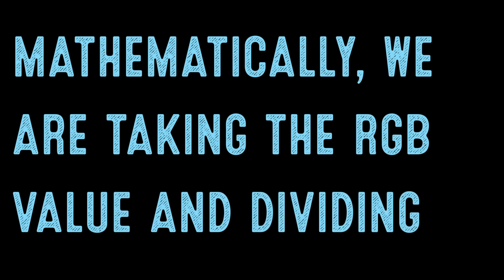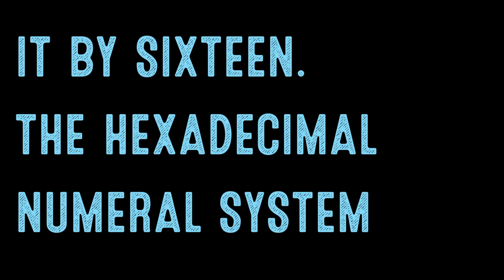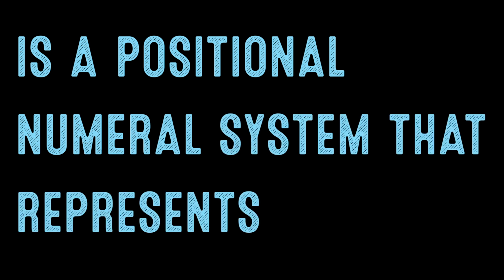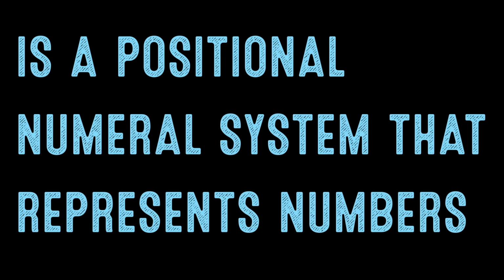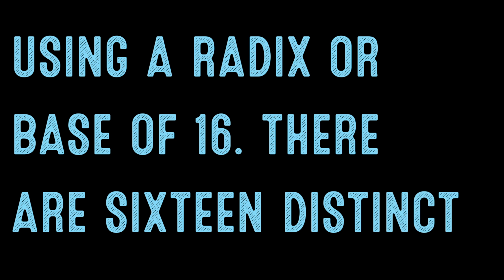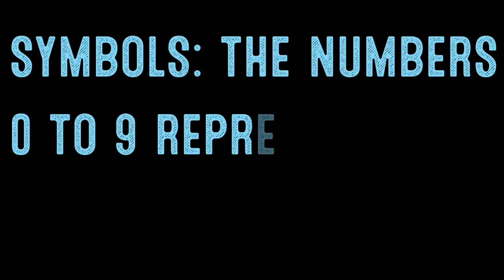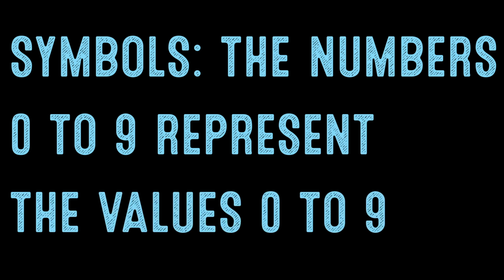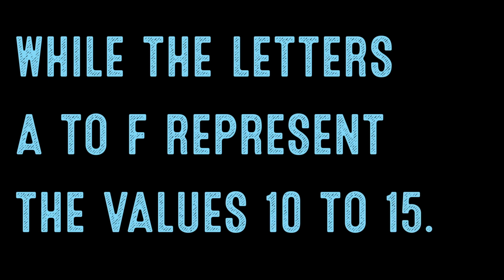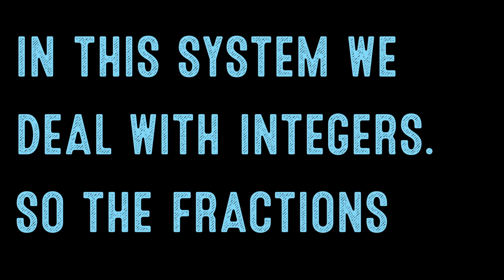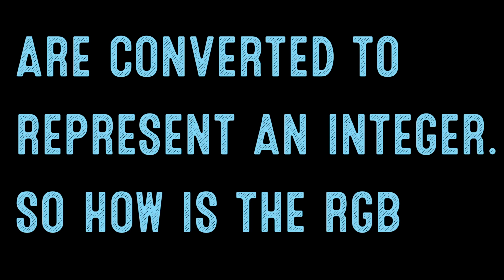Mathematically, we are taking the RGB value and dividing it by 16. The hexadecimal numeral system is a positional numeral system that represents numbers using a radix or base of 16. There are 16 distinct symbols. The numbers 0 to 9 represent the values of 0 to 9, while the letters A to F represent the values 10 to 15. In this system, we deal with integers, so the fractions are converted to represent an integer.